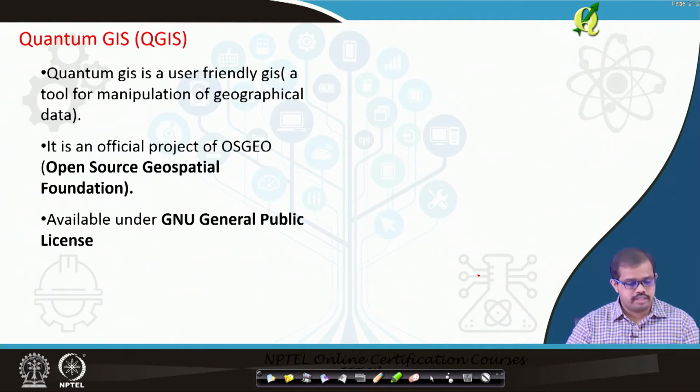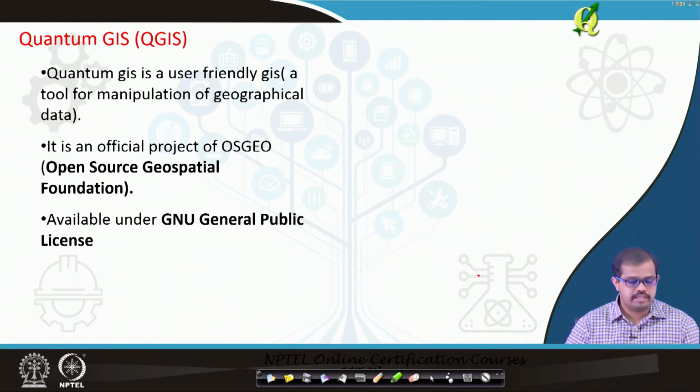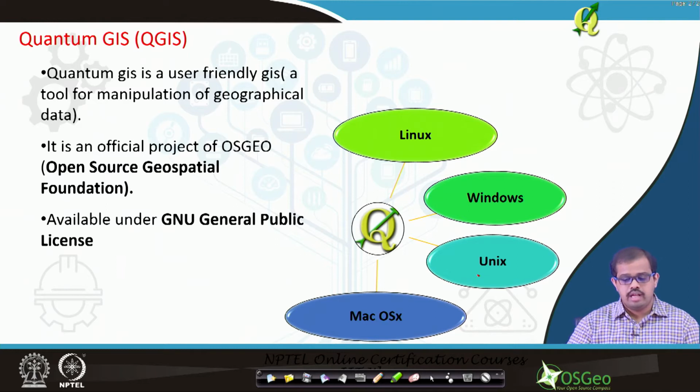So it is a user friendly GIS. I would say it's a collection of tools or software which primarily is an official project of OSGeo, that is Open Source Geospatial Foundation. It is under the GNU public license. I have spoken about the license already. It is available with Linux, Windows, Unix, Mac OS X, and others, if any. So most of these users can use QGIS.